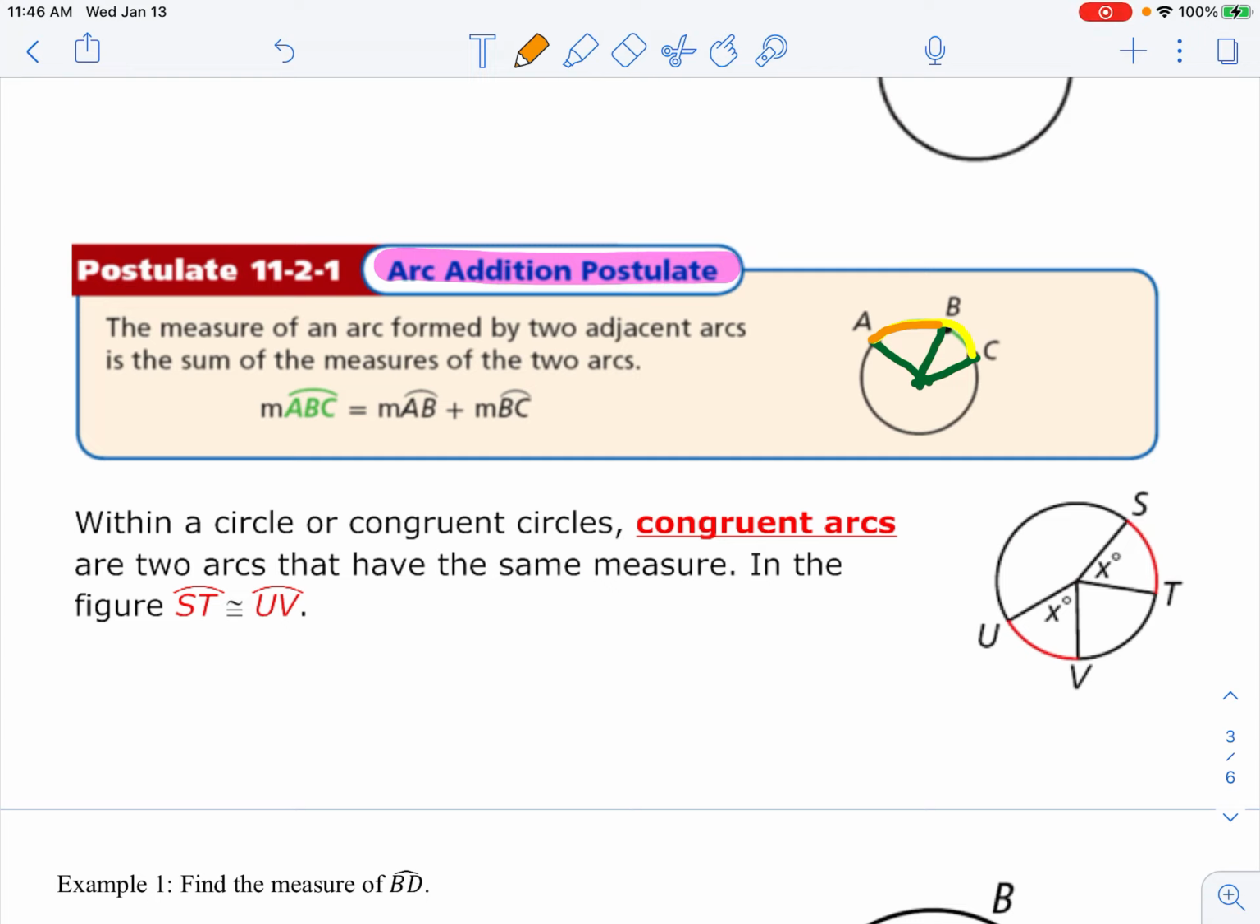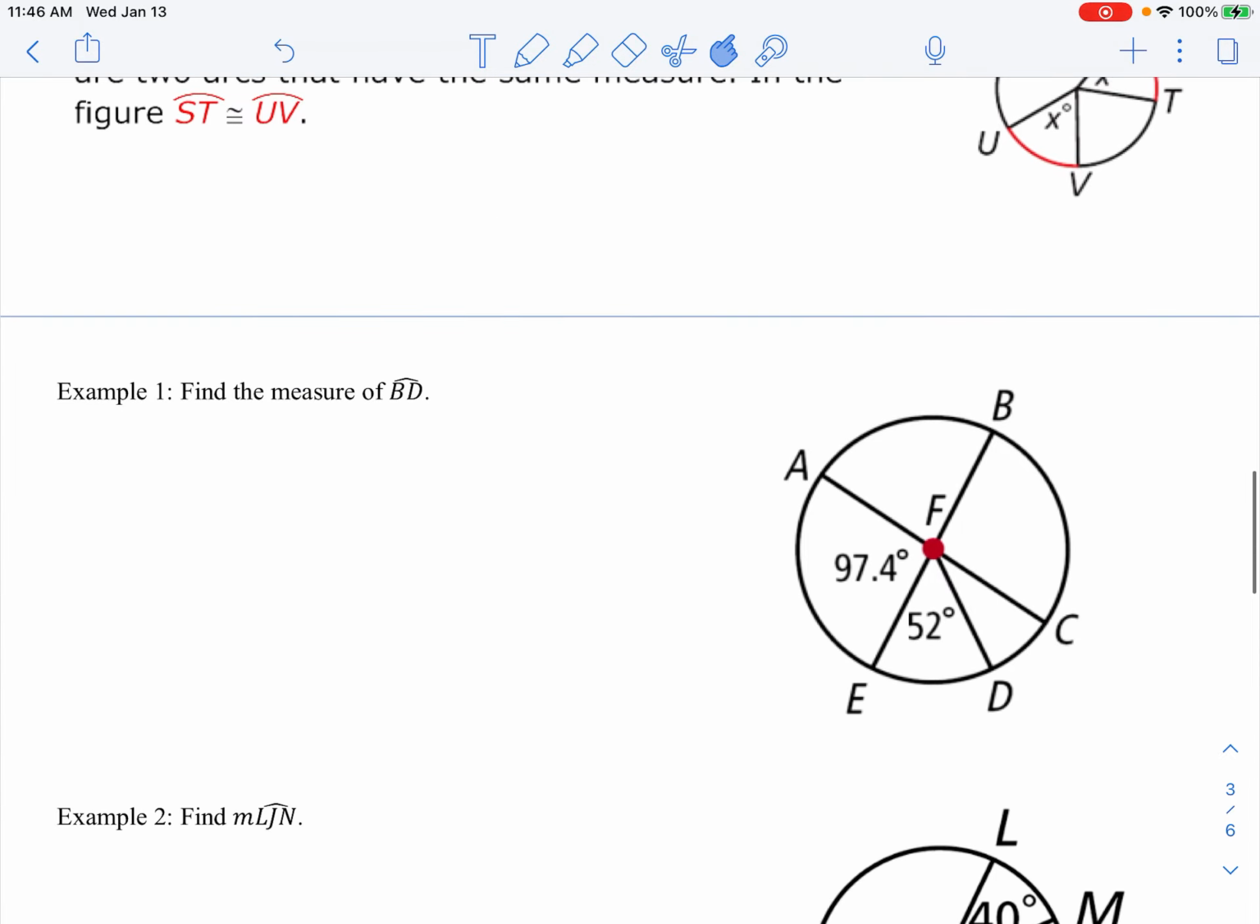So arc addition says every little piece that we pass, we must add up as we go in order to find the total arc that they're asking for. Central angles and arcs are going to be the same measurement. All right, let's look at an example.